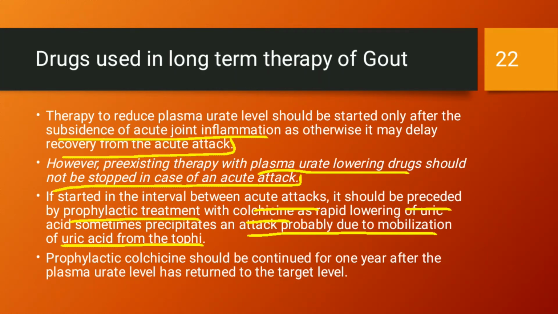So prophylactic colchicine should be continued for 1 year after the plasma urate level has returned to the target level. So we have to continue giving the colchicine for 1 year when the target is achieved.